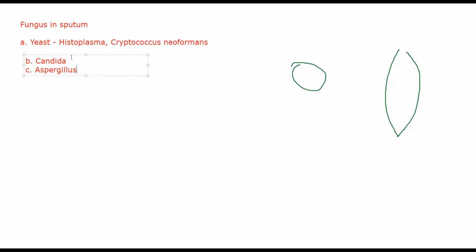These are the common infections that will occur in the lung, common fungal infections. Either Histoplasma, Cryptococcus, Candida, or Aspergillus. These are the more common ones.